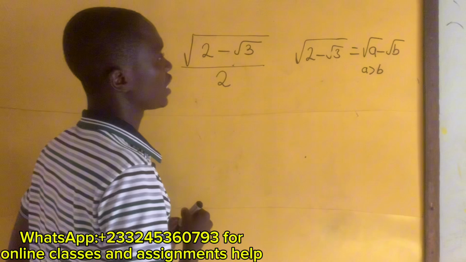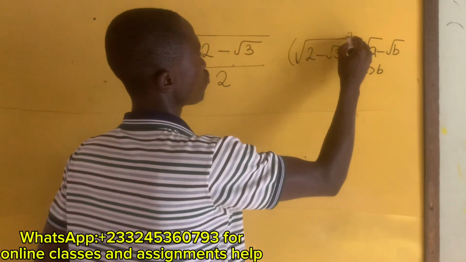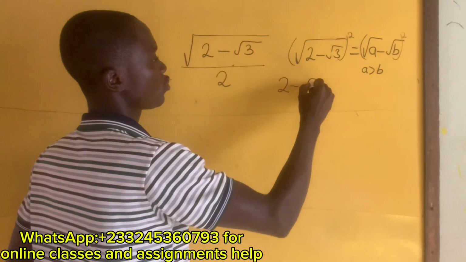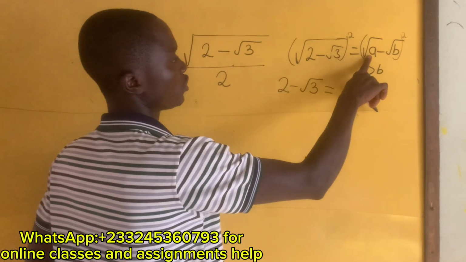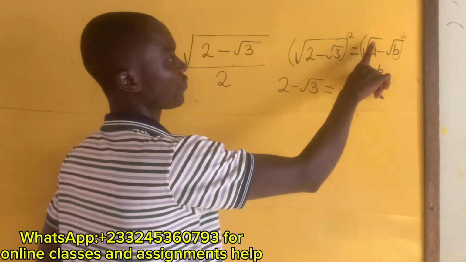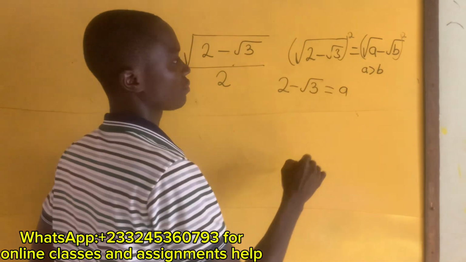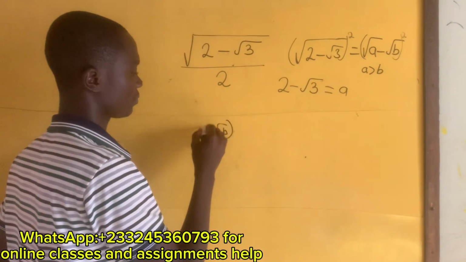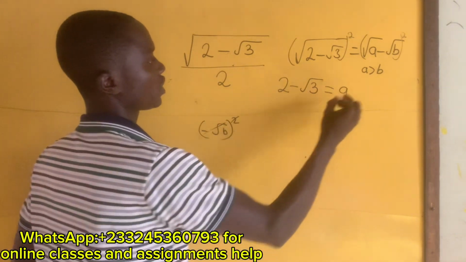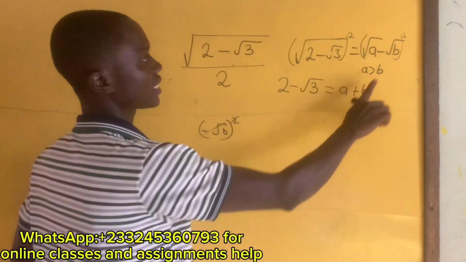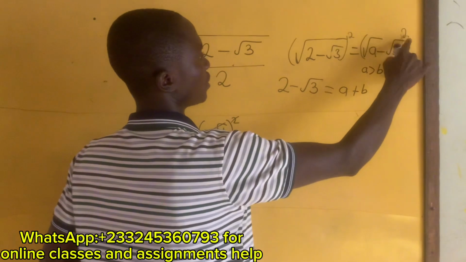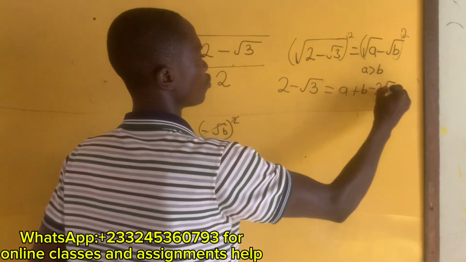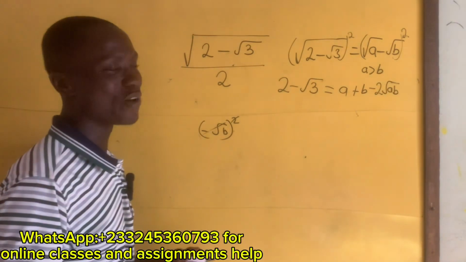Now, from here, let us square both sides of the equation. So we square both sides. This gives us 2 minus square root of 3 because we find the square root of a squared here. That gives a. Then we find this one, that is negative square root of b. We square. This will cancel. So we're going to have positive b. Then we take the square, 2 times root a times negative root b. That gives negative 2 root ab in a very simple way.